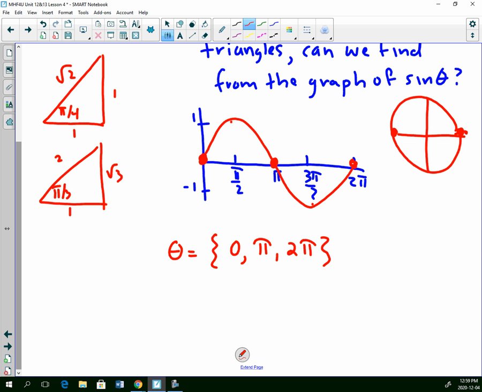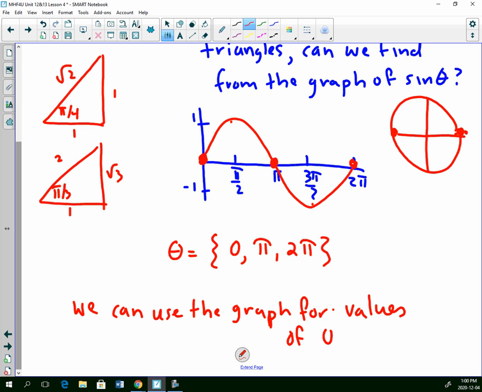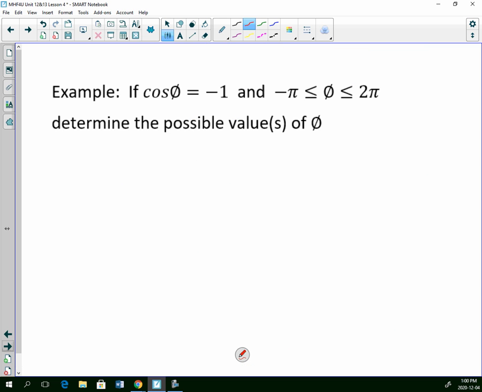If I can't use the special triangles, can I go to the graph and find that? We can use the graph for values of 0, -1, and +1. If I get sine or cosine that equals 0, 1, or -1, I can just sketch the graph, because I know it's 0, 1, 0, -1, 0, and those are easy to find on the graph. So that's my second option. Can we use the graph?